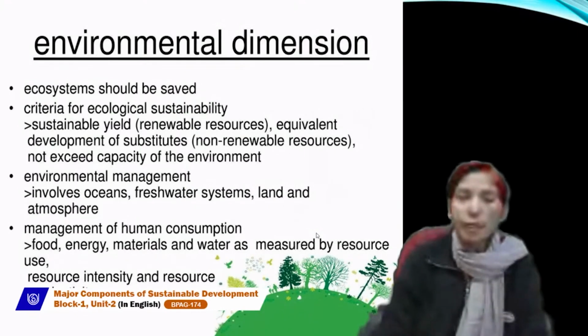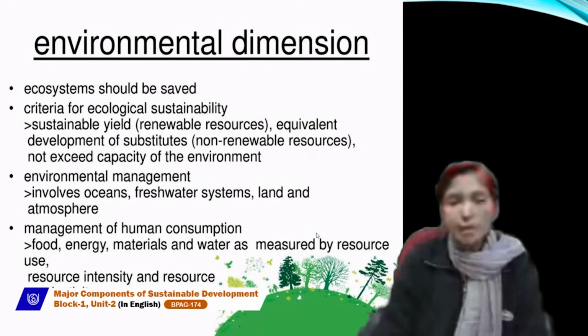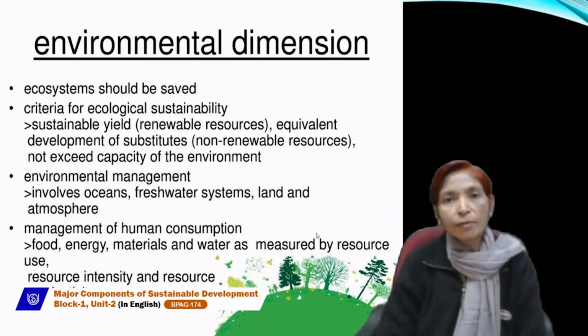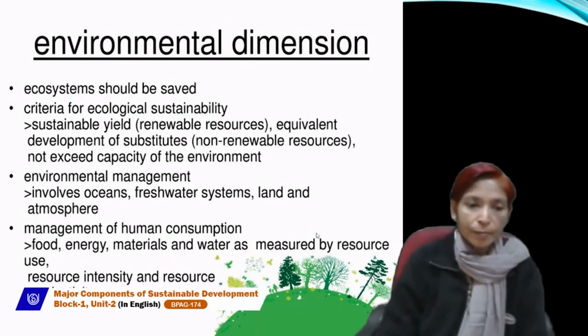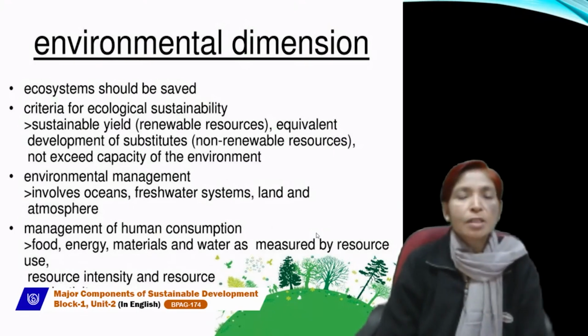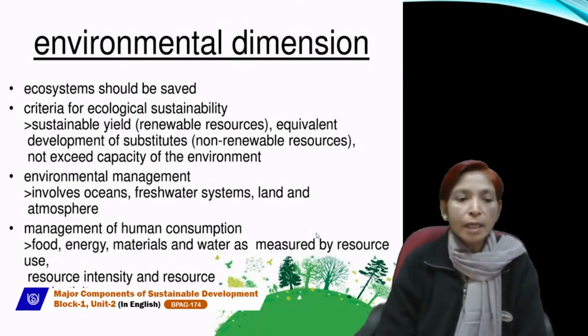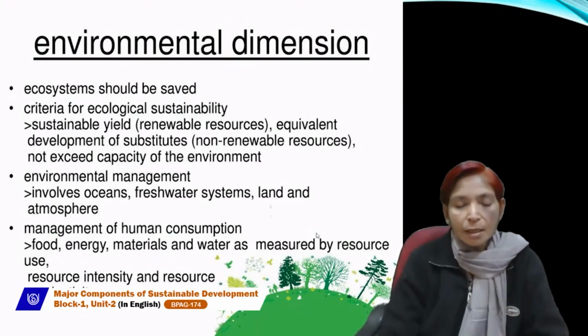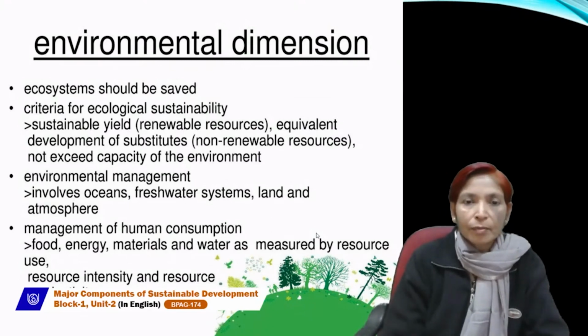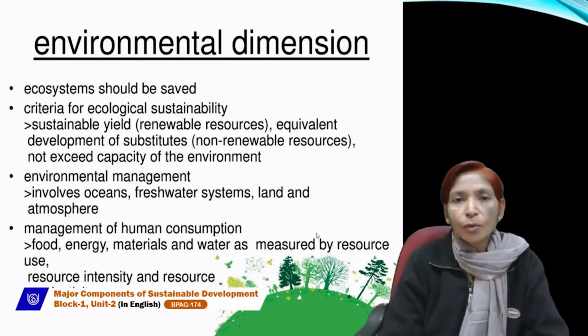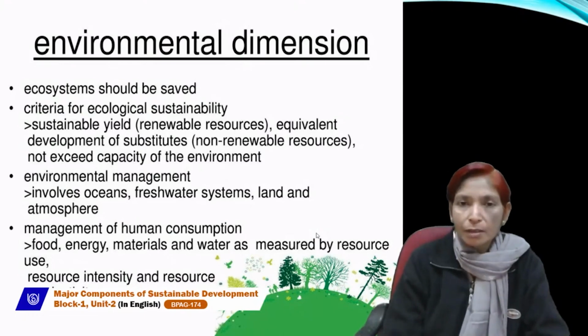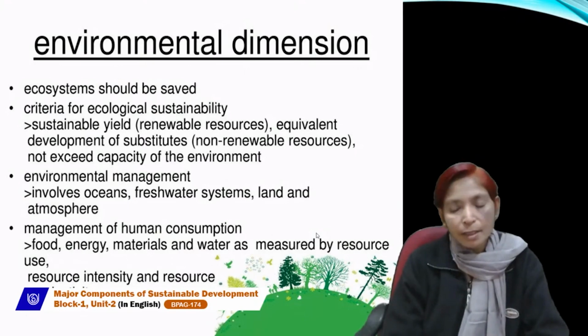Third is environmental management. It involves oceans, freshwater systems, land, and atmosphere, which should be protected. Management of human consumption like food, energy, materials, and water, as measured by resource use. All the resources consumed by human beings should be managed, and resource intensity and resource productivity should also be managed. All these points are included in the environmental dimension of sustainable development.